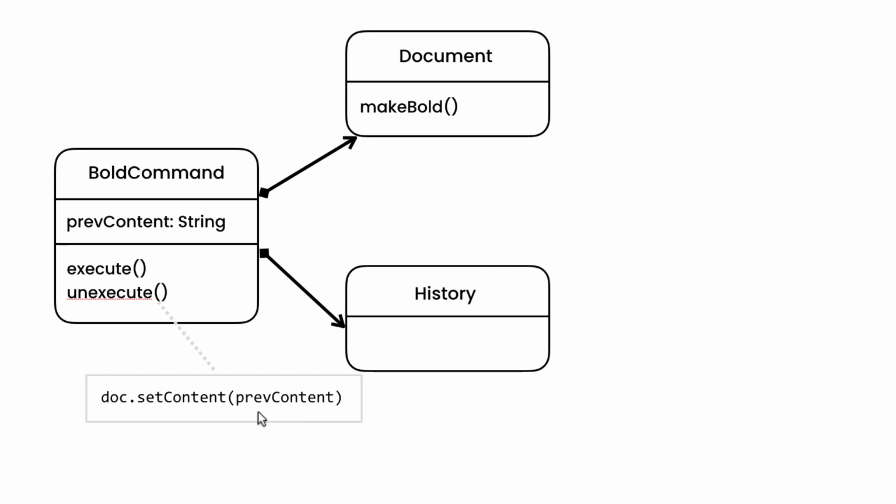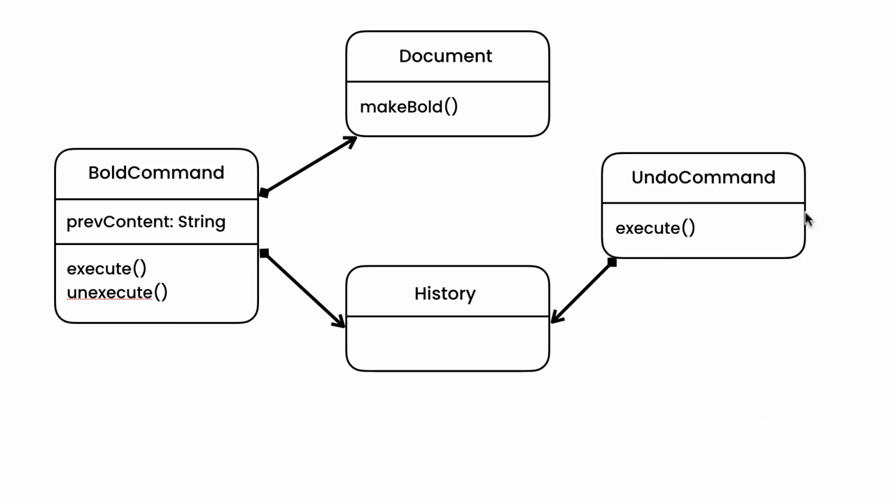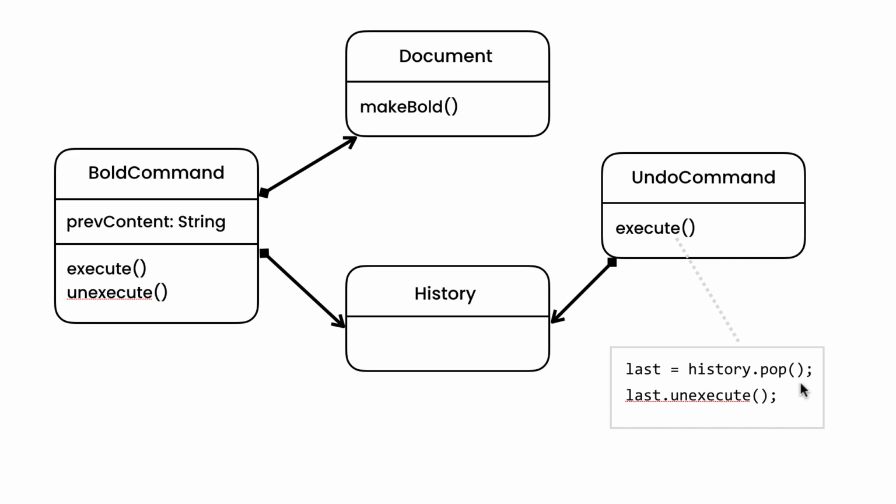Okay. Now there is one more piece to this puzzle. We need to introduce a class called undo command. This is like the undo menu that we have in a lot of applications. In the execute method of this class, we call history.pop. This will remove and return the last command that was applied. So we get that command and then unexecute it. Every command knows how to unexecute itself. So this is how we can use the command pattern to implement undo mechanisms. Next, I'm going to show you how to implement this in code.